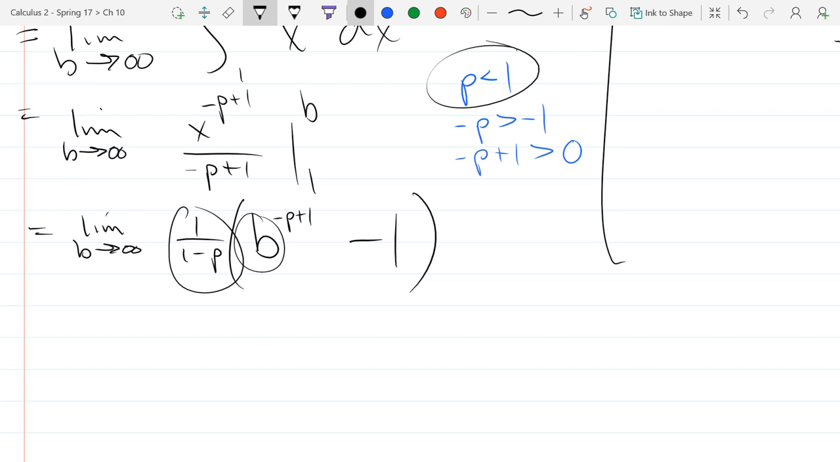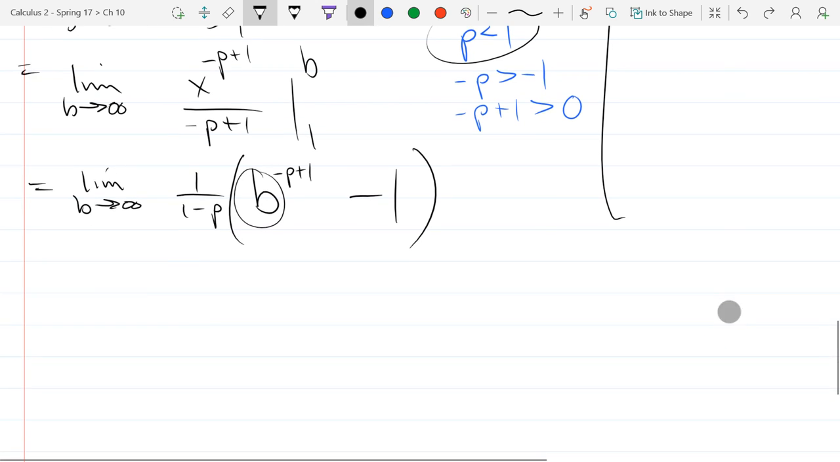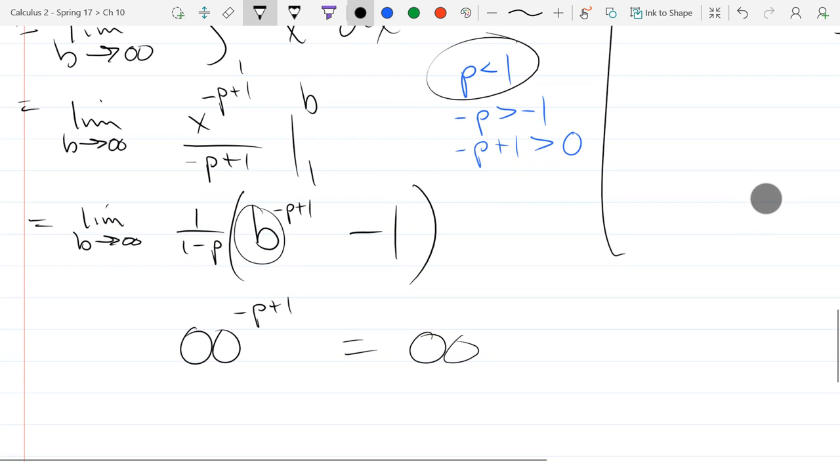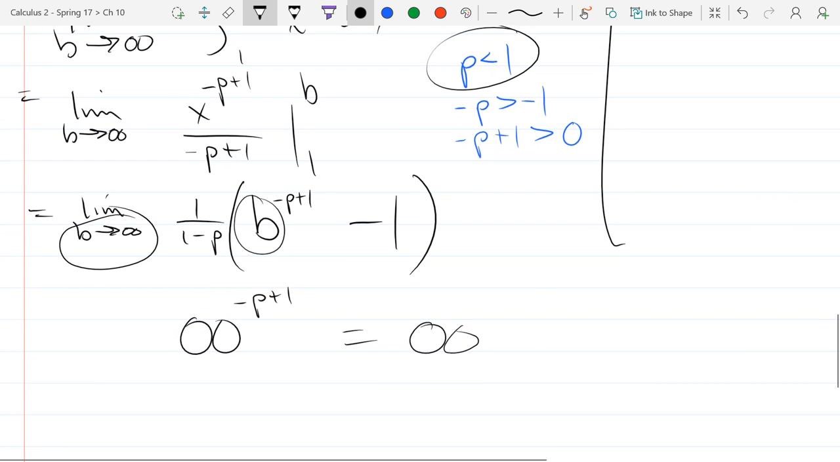This is just another number multiplied right there. We eliminated the case where p is 1, so that's just a number. And then whatever you get here is just minus 1, so that minus 1 won't affect it either. So this is going to be infinity to a positive power. Would b be negative? Nope, it was very positive. You could think of a trillion, a billion, some big number getting bigger.